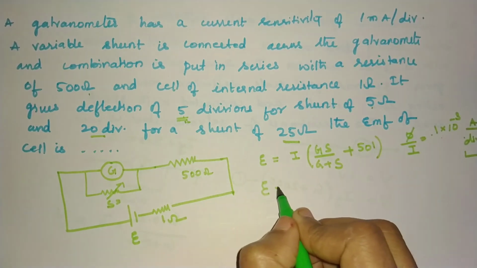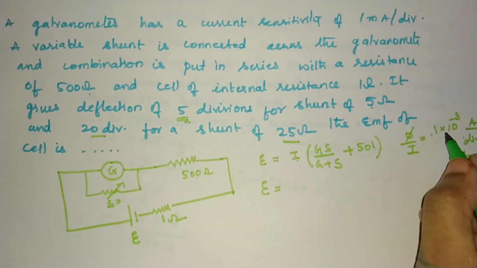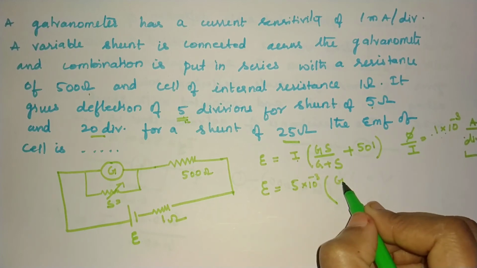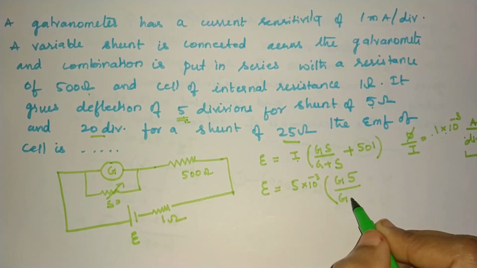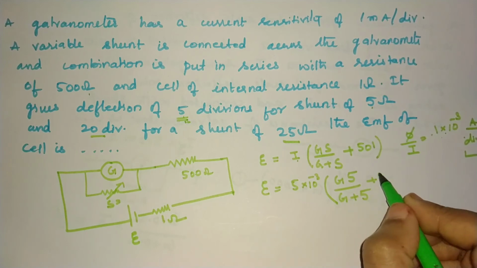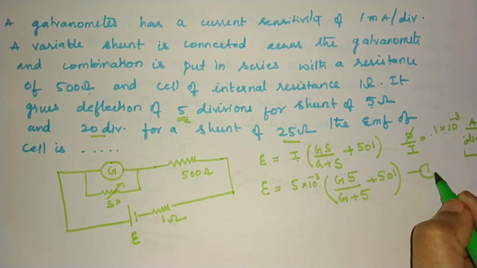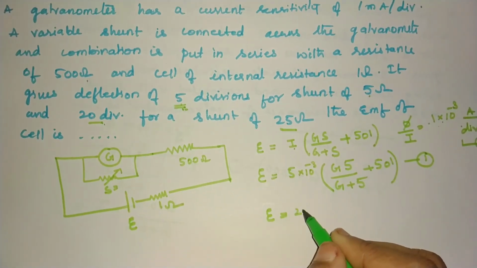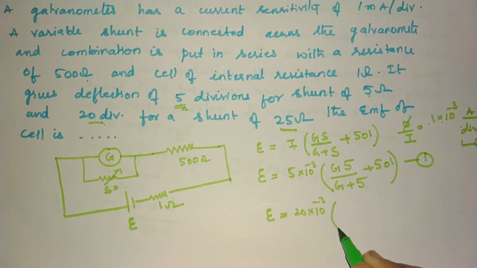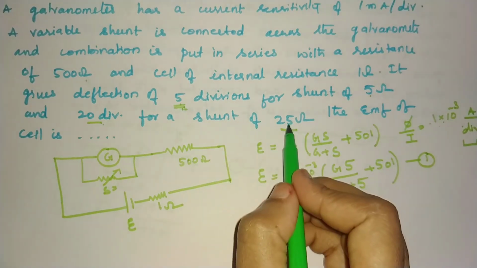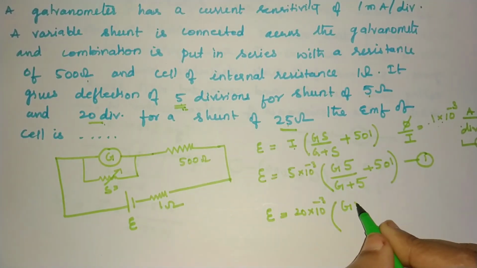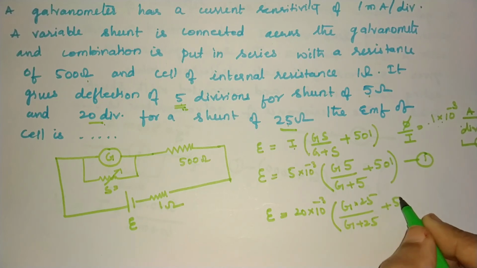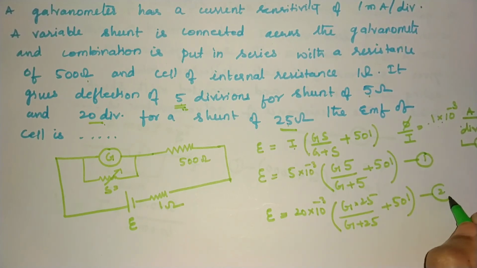So we do not know the EMF, but current has become 5 divisions. 5 divisions is 5 milliamps. G, I'll keep it as it is. When shunt is 5 ohms, G plus 5 plus 501. Call this as equation 1. Second time, it is showing you 20 divisions. So 20 into 10 power minus 3 is G into, for what value of shunt? 25. 25 by G plus 25 plus 501. Call this as equation 2.